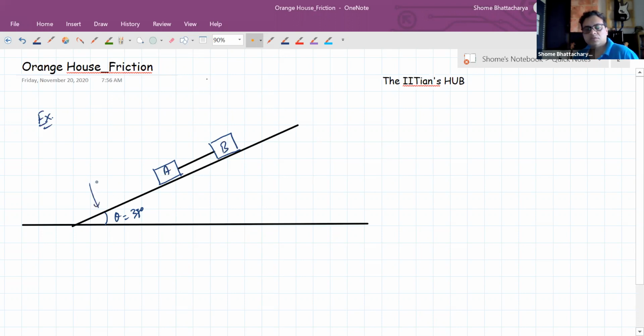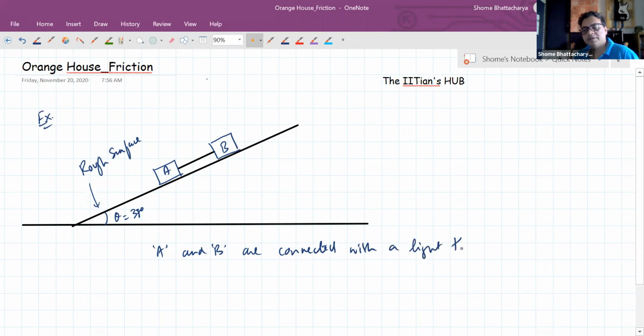So this is a rough surface. A and B are connected with a light thread. Mass of A is given to us as 4 kilograms. Mass of B is given to us as 6 kilograms. Okay.